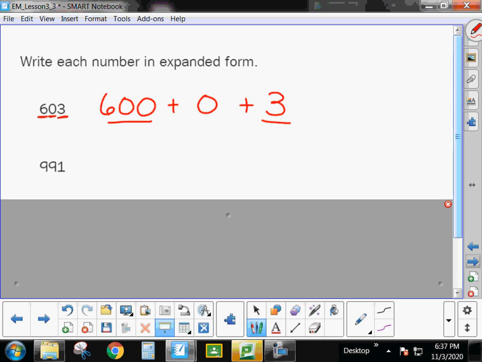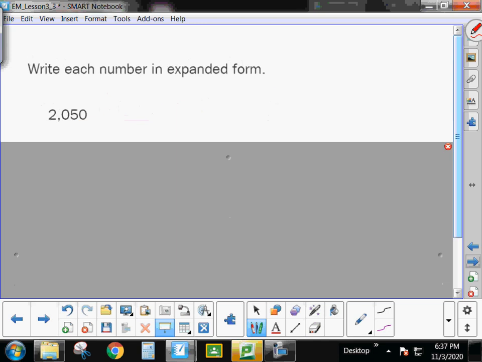All right, write 991 in expanded form. Pause the video. This 9 is in the hundreds place, so it's worth 900. This 9 is in the tens place, so its value is 90. And the 1 is in the ones place, its value is 1. So we have 900 + 90 + 1. All right, the last two, go ahead and write 2,050 in expanded form.